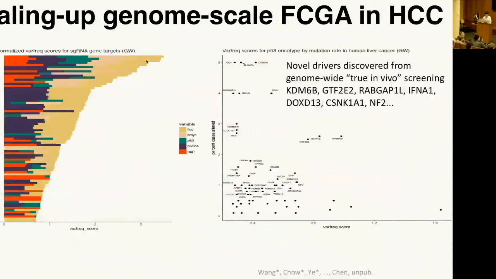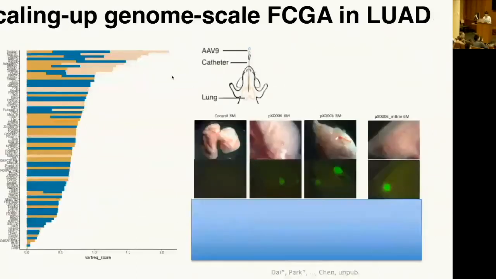We have the MYC-primed, p53-primed, and PI3K-primed tumor types. We sequenced those mice, and at the whole-genome scale we identified a few interesting secondary modifiers like KDM6B, GTF2E2, and a few other genes that we know less about, and we are actively characterizing these. The same approach can be done using a lung cancer model where the tumor was primed by a KRAS mutation. We used AAV9 and a catheter to deliver the virus into the lung. And what we saw is actual tumor formation in the lung. And these are GFP-green nodules.